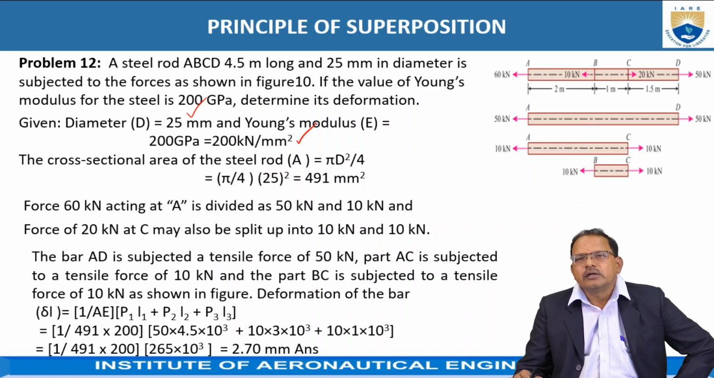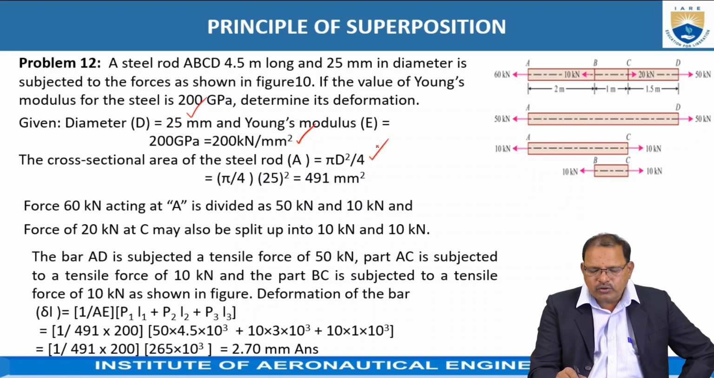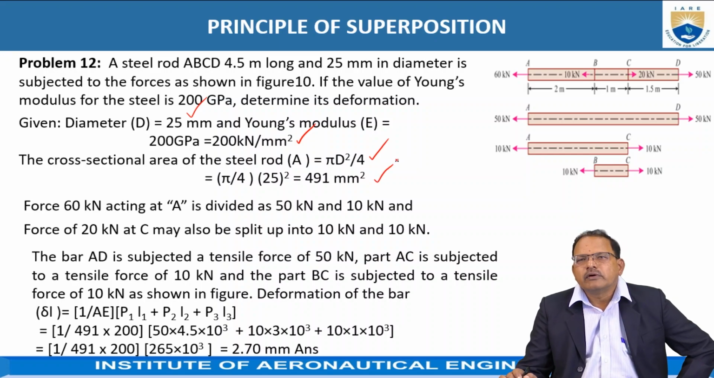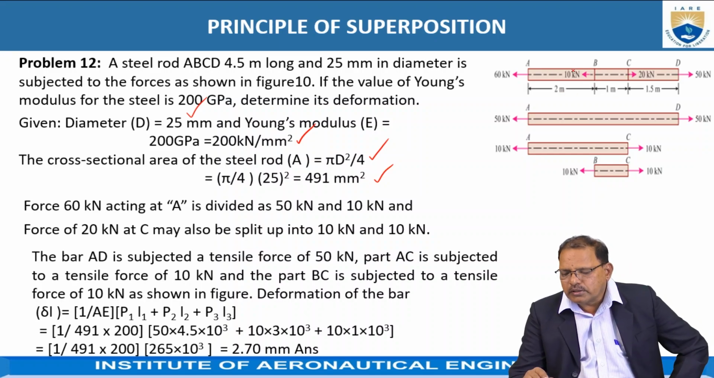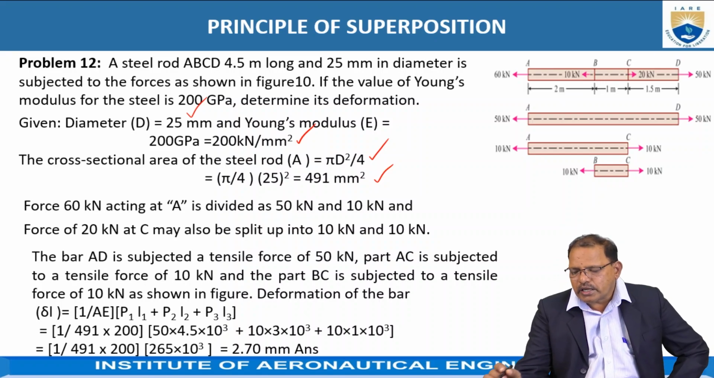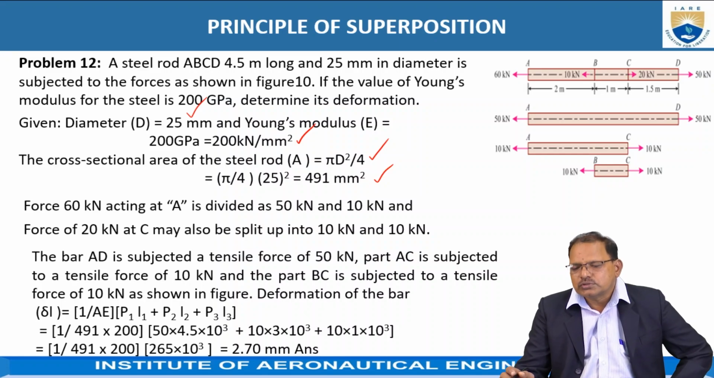or 200 into 10 to the power of 3 Newton per mm square now. The cross-sectional area of the rod is equal to pi d square by 4, which is equal to 491 mm square now. The forces here are given now, total. It is nothing but AB, BC and CD. The sum of the forces which are acting toward the left-hand side is equal to 60 plus 10, it is equal to 70. Toward the right side now, 50 plus 20, again it is 70. Hence, it is possible for us to solve the problem.